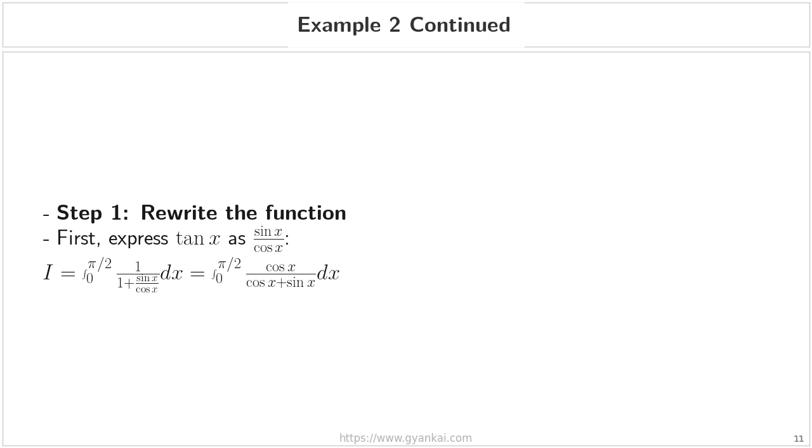This rewritten form is what we'll work with in the next step, where we'll apply the reflection property P4, that we discussed earlier. Notice how this new integral, while looking different, represents the exact same integral as the original one. We've simply rewritten the integrand in a more convenient form for applying our property.